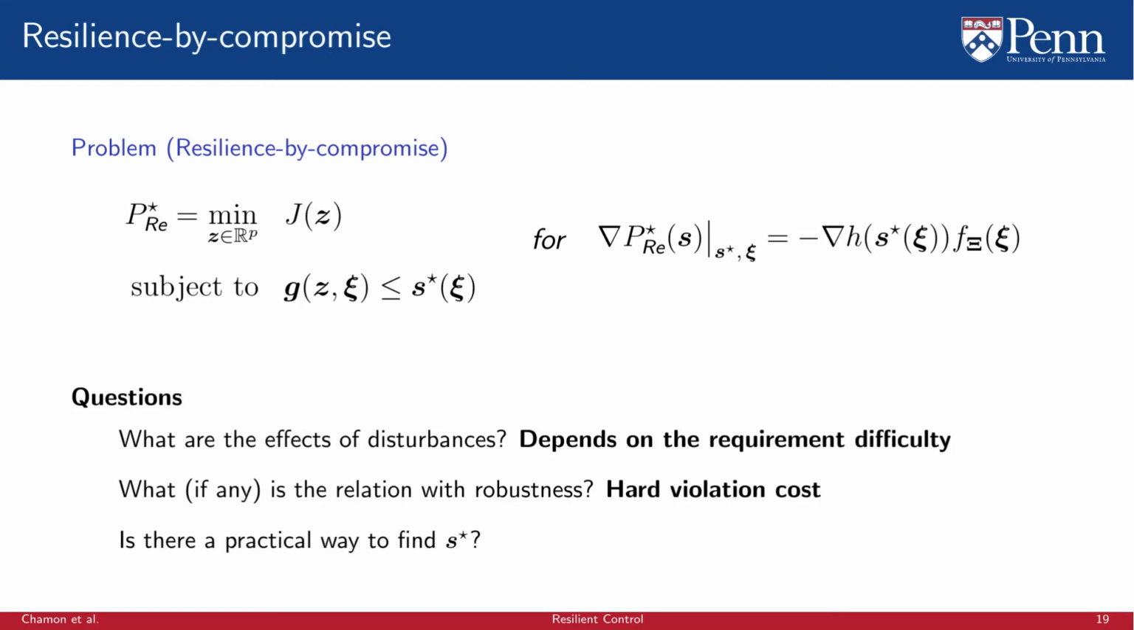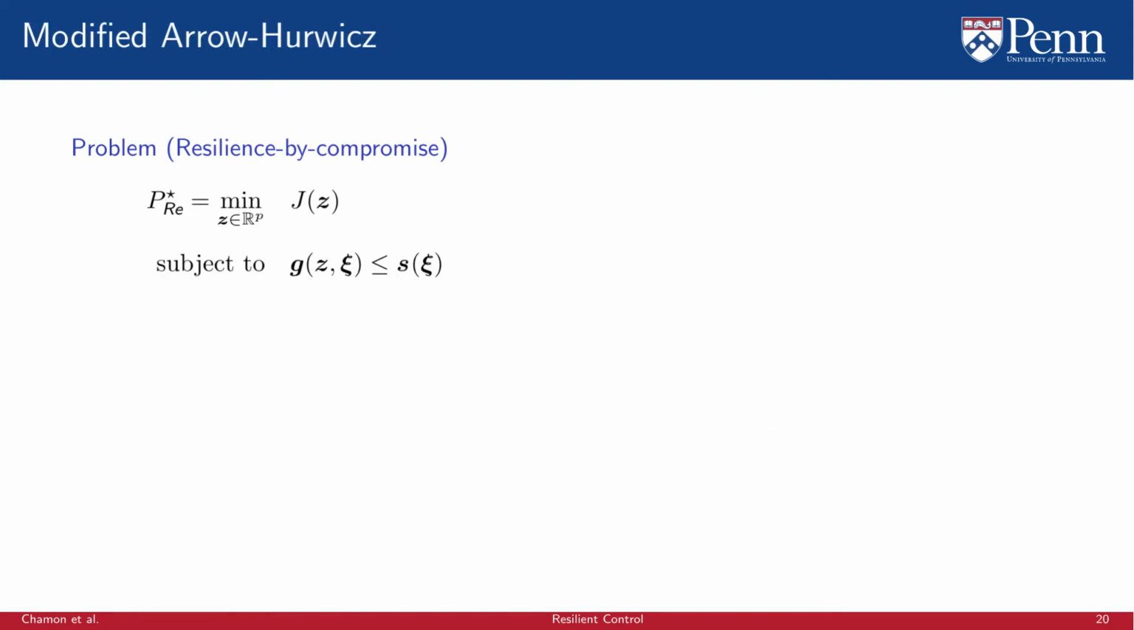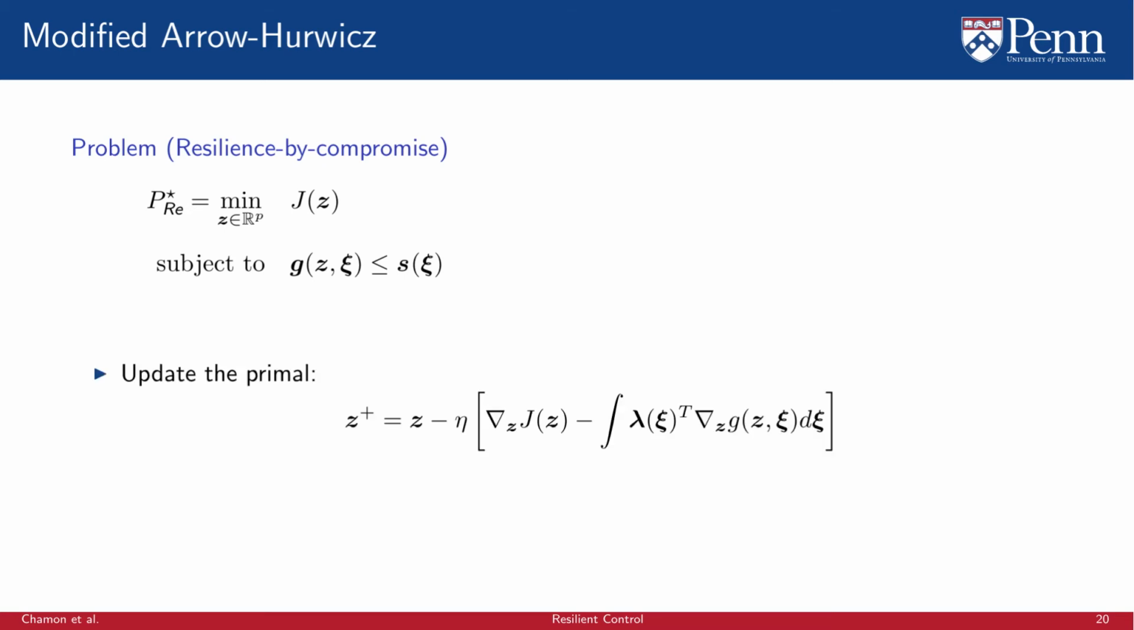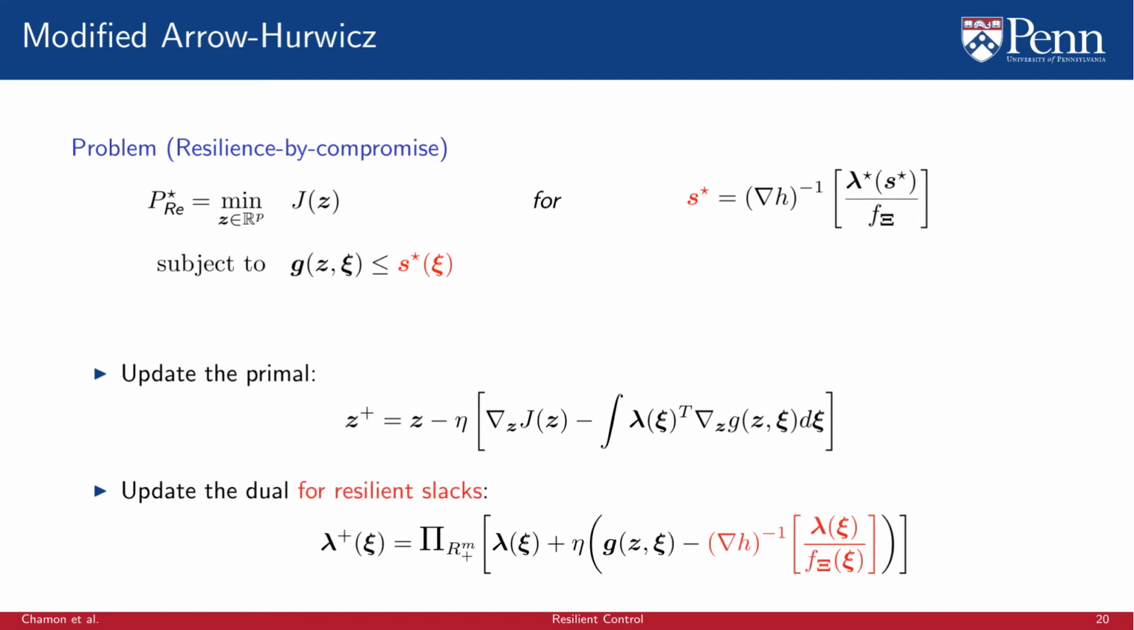The last question we need to answer is how do we actually operationalize resilience, which we can do using a modified Arrow-Hurwicz algorithm. Now, if we knew S beforehand, we could simply use a primal dual approach and alternate between updating the control variable z using gradient descent and the dual variable lambda using gradient ascent. The problem is that we don't know S. But what we know is how it is related to the dual variables, a relation that we can use to directly update lambda for the resilience slack. This algorithm can actually be shown to converge using similar arguments as for the traditional Arrow-Hurwicz one.